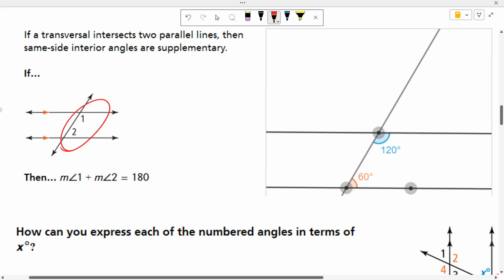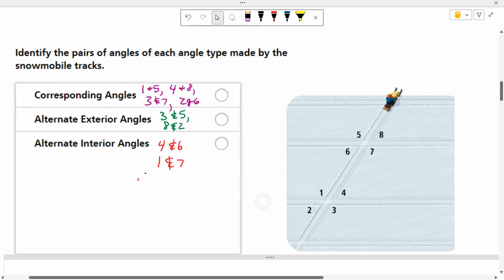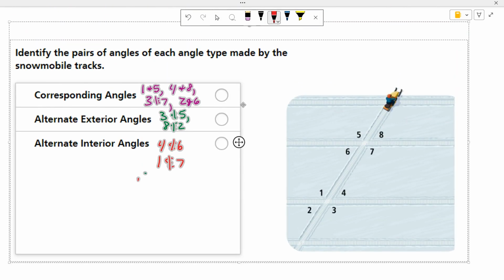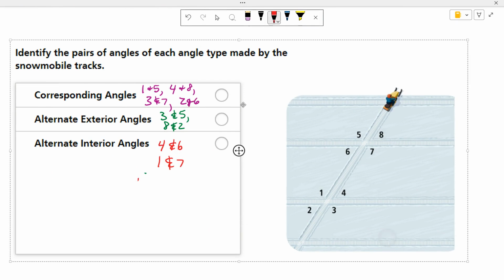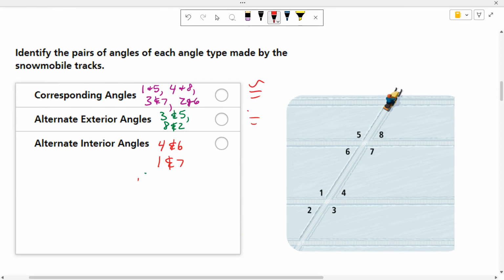Now, same side interior angles, if we have parallel lines, should always add up to 180. If you look at these up here, they're all going to be equal to each other. They're all going to be congruent. If 8 is like a 60-degree angle, 4 is going to be 60. If 5 is 120, 1 will be 120. If 6 is 60, then 2 will be 60, and so on.